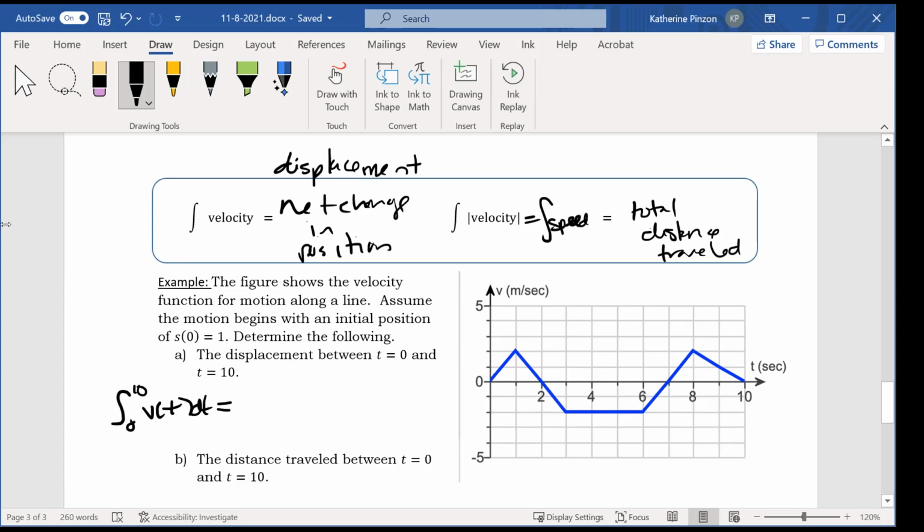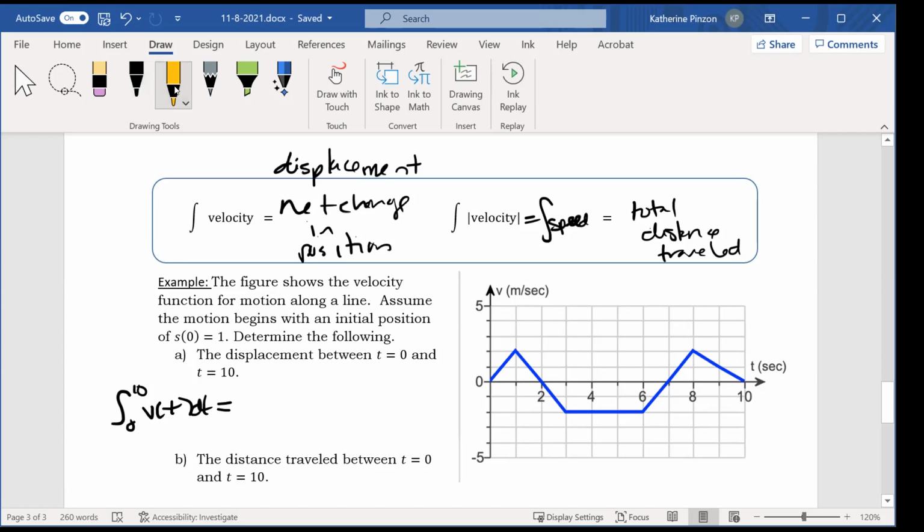If I'm doing the displacement, do I care whether the area I find is above or below the x-axis? Yes, I do. When I'm doing displacement, I use above as positive and below as negative. Okay, so I'm going to find all these areas. Let's do that.